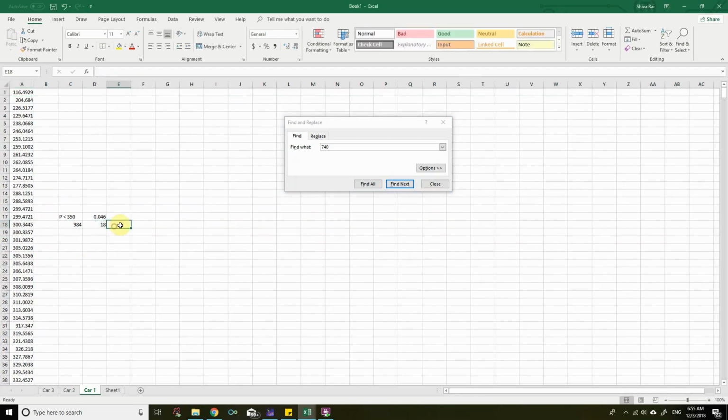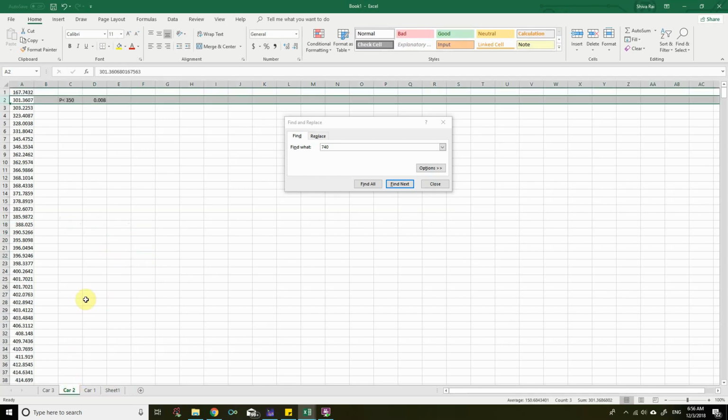Then our total number of cars that lie between these two values, from 300 to 740, is simply this minus this. So that's 966. Then probability is 966 divided by 1000. Okay, so that's 96.6%. So that's for car 1.